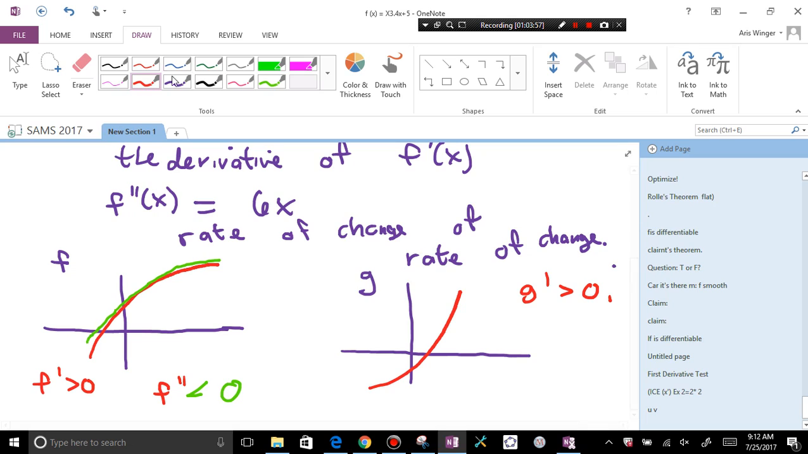In a similar way, G double prime is positive over here because the slopes, this is getting more what? It's getting steeper, right? So the slopes are increasing, so that means that the derivative of whatever might be the slopes has to be positive, but the slopes are measured by the derivative. So the derivative of the derivative is positive. Okay.